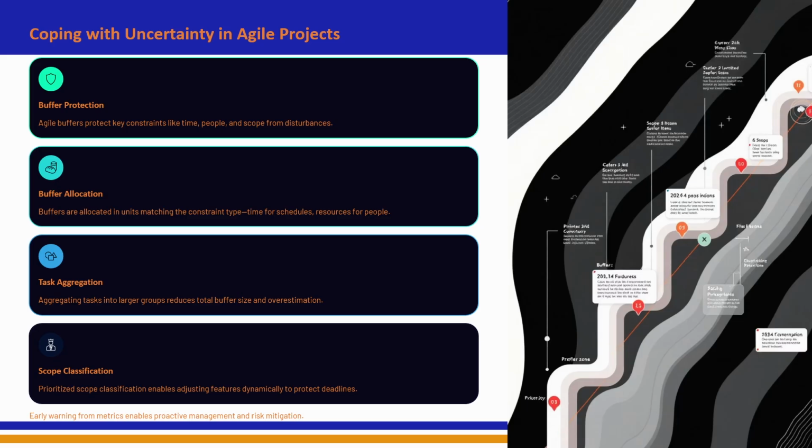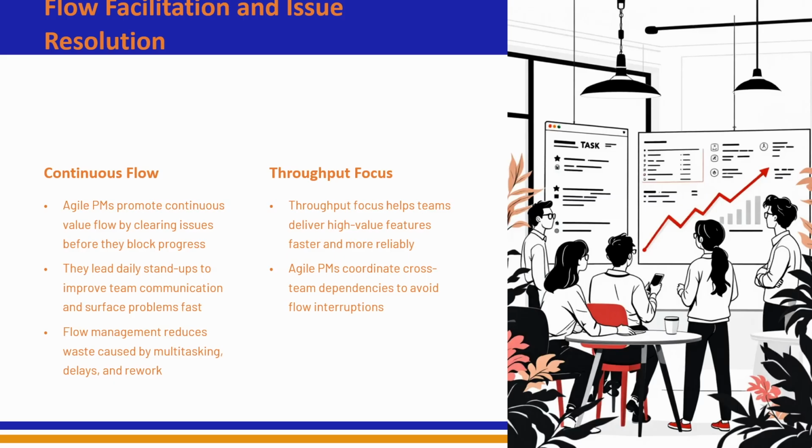Scope classification. Prioritized scope classification enables adjusting the features dynamically to protect deadlines. In Agile, features are classified as must have, should have, and nice to have. If the deadline is at risk, low priority features are postponed, so important features are delivered on time. So, Agile handles uncertainty not by avoiding it but by planning smartly and staying flexible.